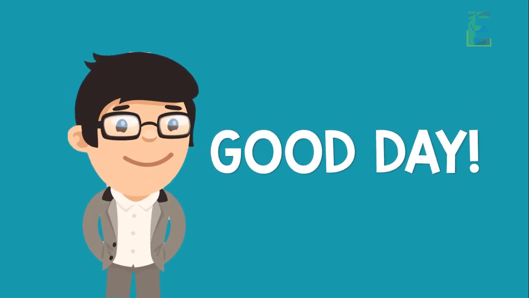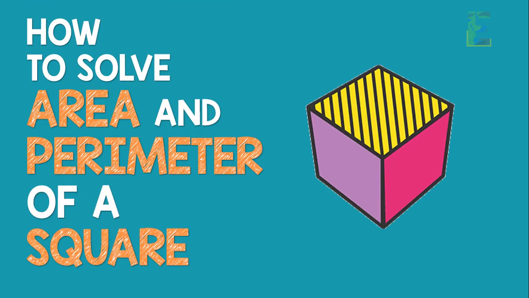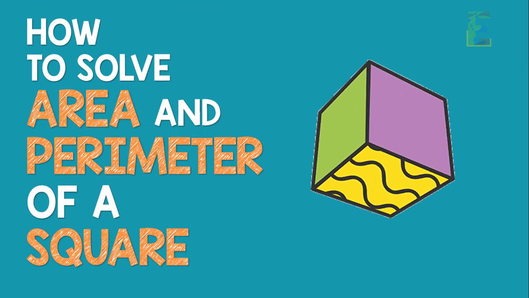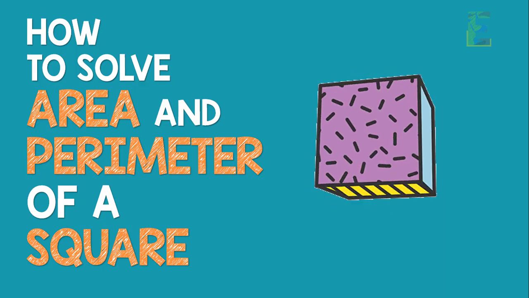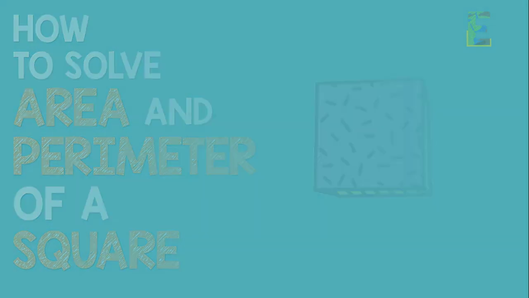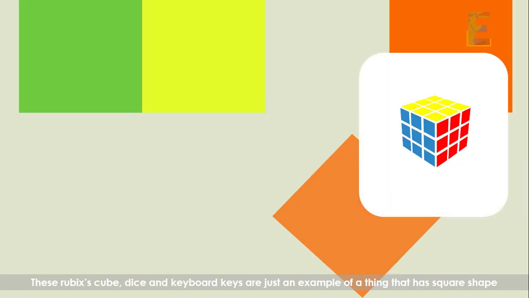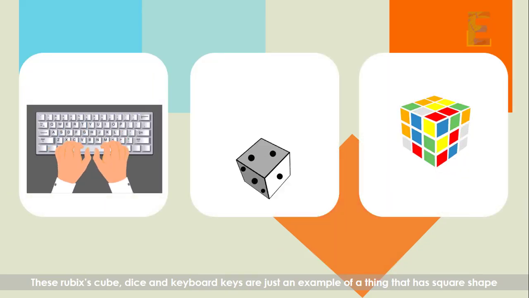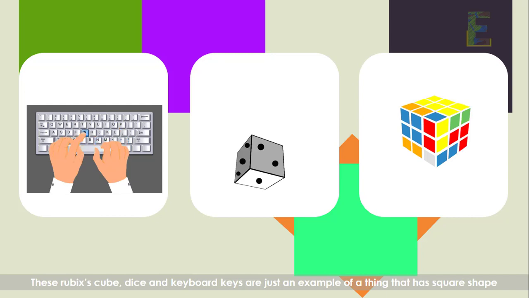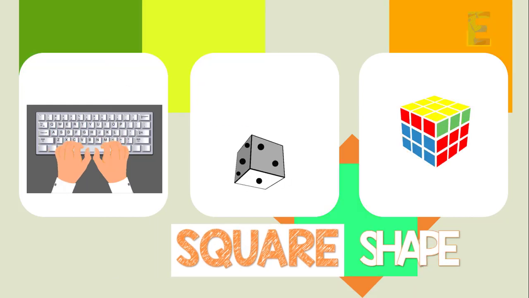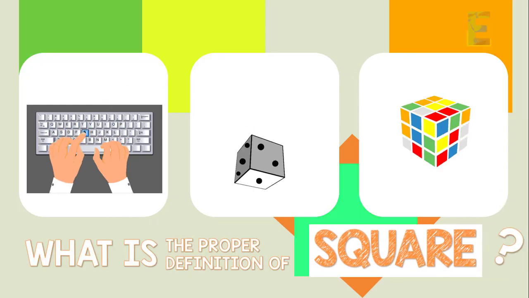For today's topic, we are going to learn how to solve area and perimeter of a square. We can see things that have a square shape everywhere we go. This Rubik's Cube, dice, and keyboard keys are just examples of things that have a square shape. But what is the proper definition of a square?